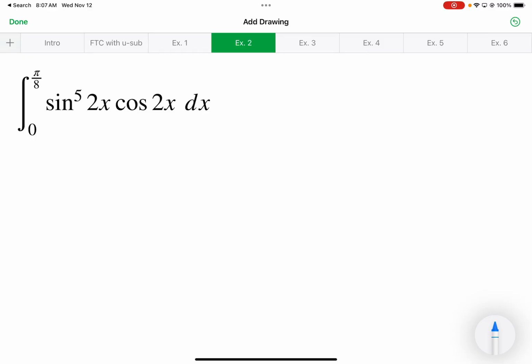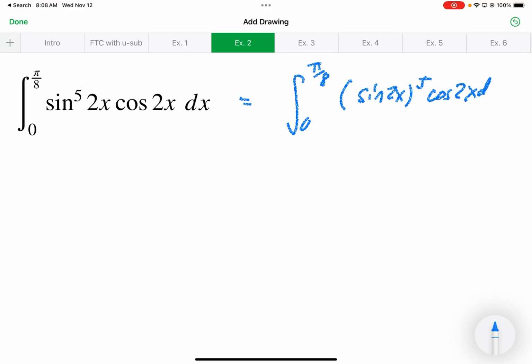Got to do u-sub. What are you guys thinking for u? Sine 2x. The trick lies in realizing that this is equivalent to the integral from 0 to pi over 8 of quantity sine 2x to the 5th power times cosine 2x. You don't have to write that, but that is an equivalent expression. Once we write it that way, figuring out what u is much more obvious, but we've got to try to spot that ahead of time.